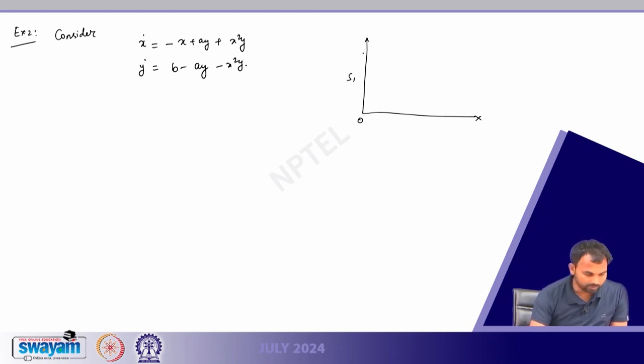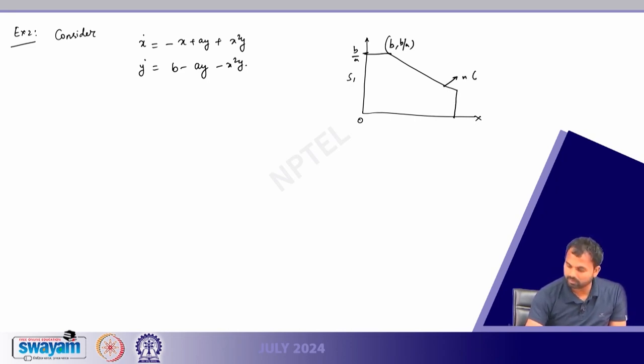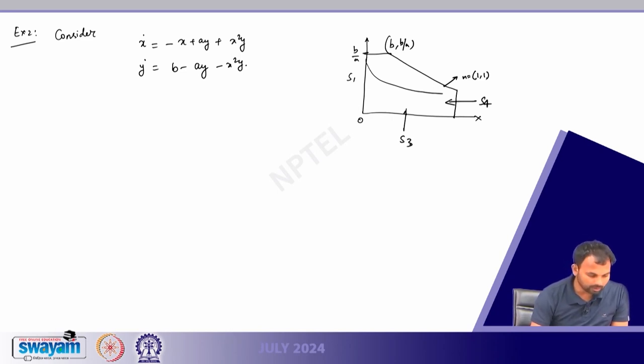So, here we have B, A, then B by A, then this is the point B comma B by A, and then we have something like this, right, and then this. So, this is our N, which is given by 1 1, the normal. So, this is our region. This is S4, so S1, S4, this one is S3, and this is S2.